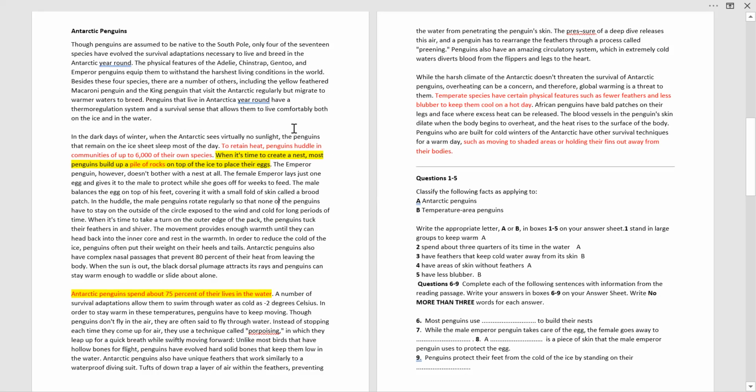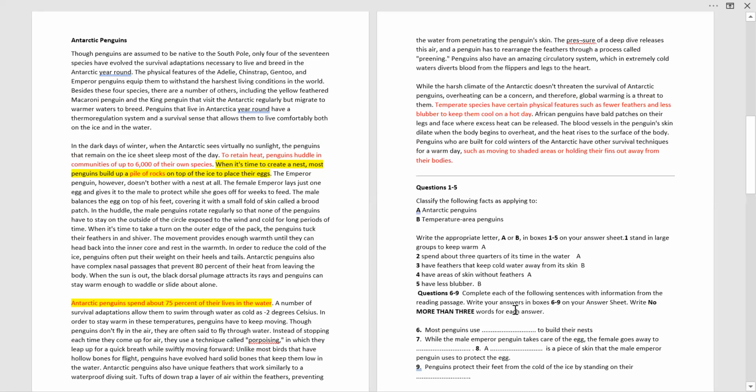The most penguins, what do they use? A pile of rocks to build their nest. And we can write 3 words as the answer. So pile of rocks, we can write as the answer. And if you feel like, no, my sentence is not right, then simply pick the best word from there: use rocks to build their nest.